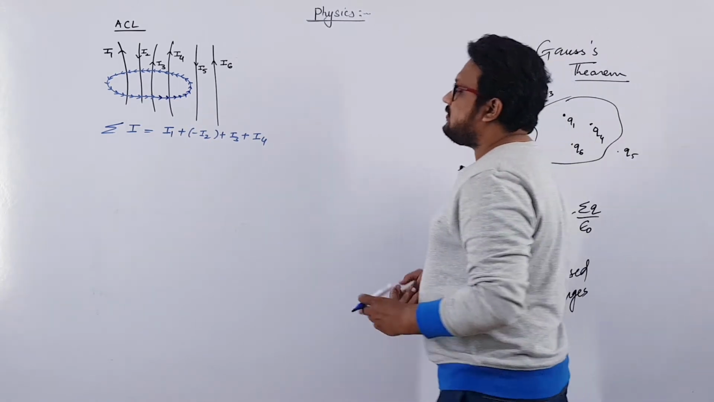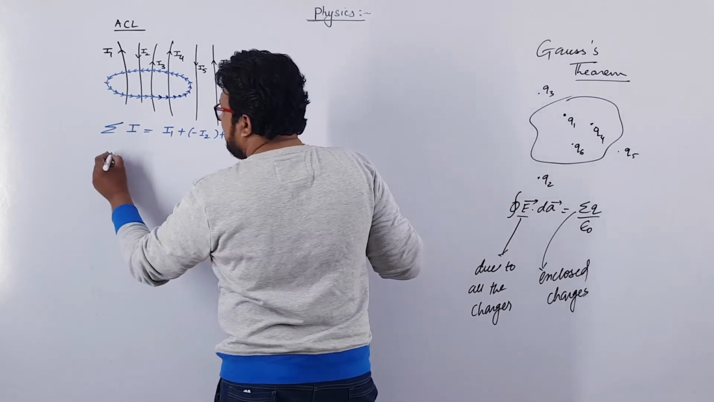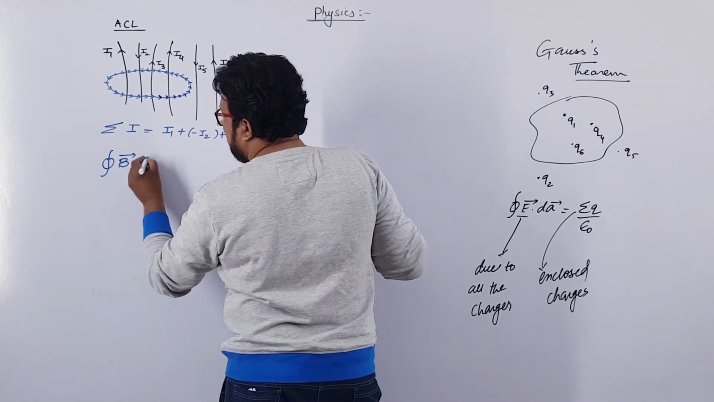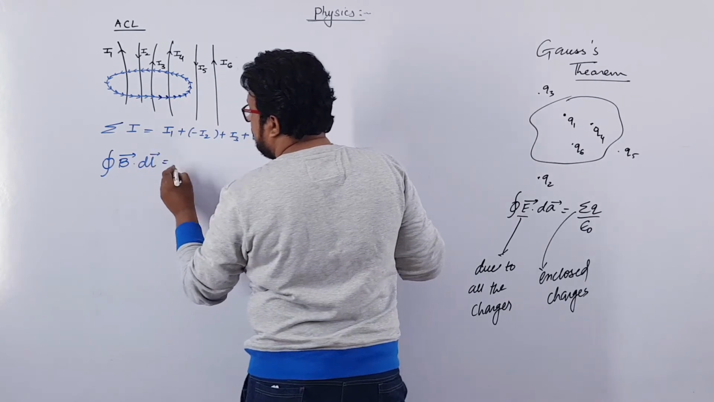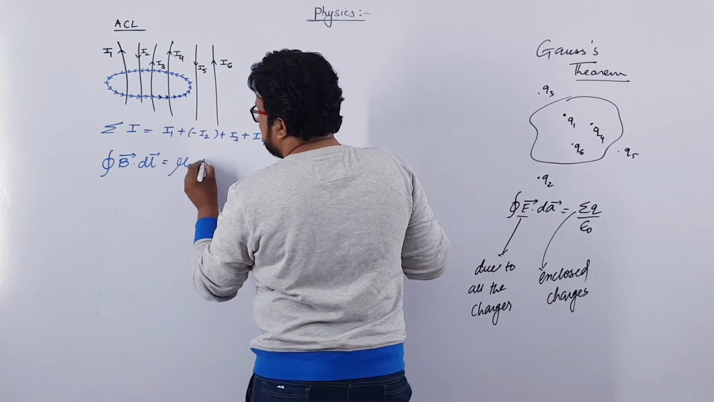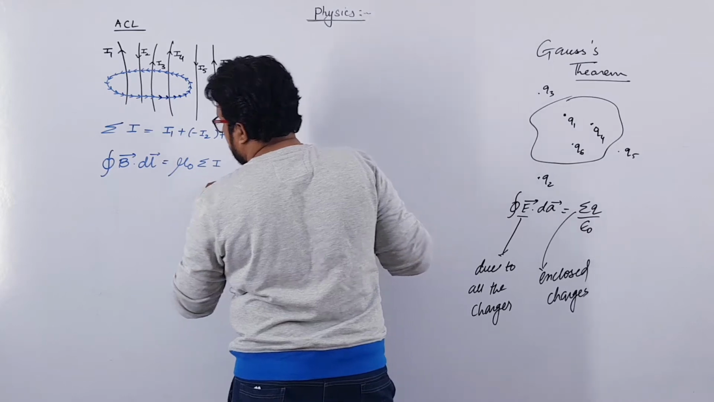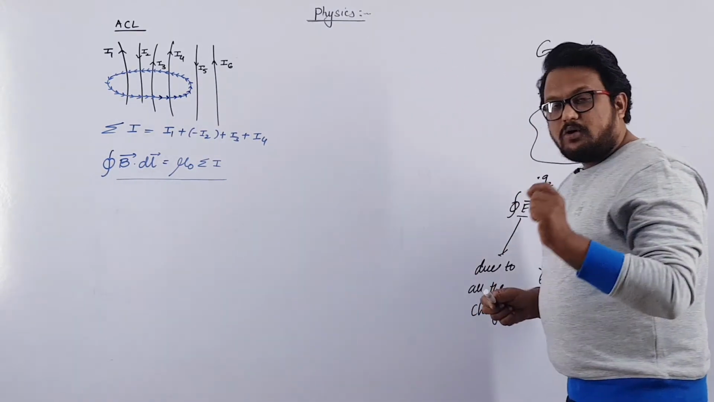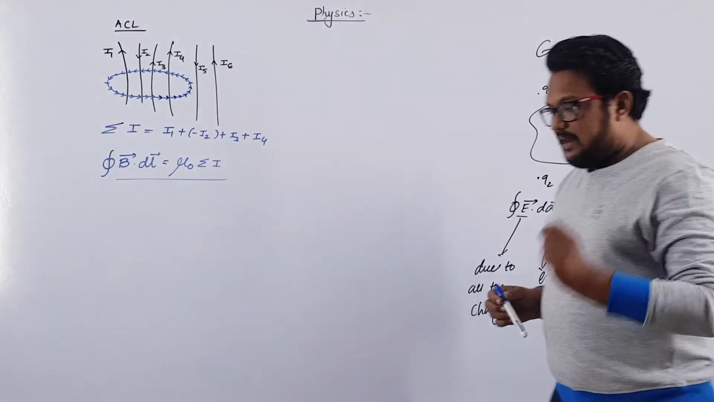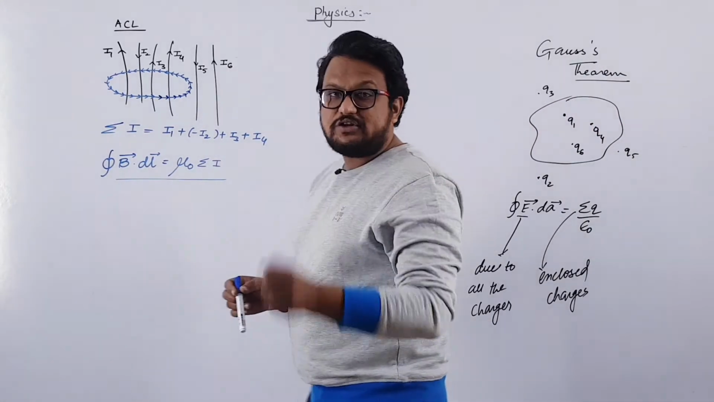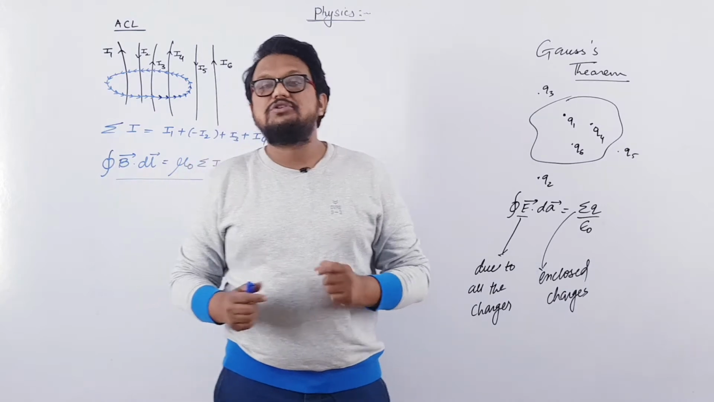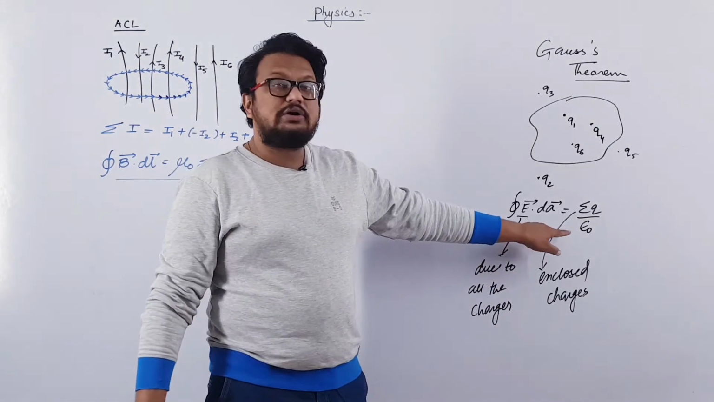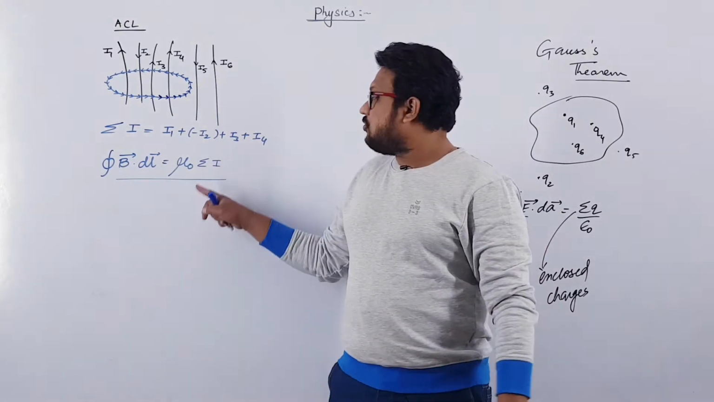Now what is Ampere's circuital law? It is the integration over a closed path of B dot dl equal to mu naught sigma I. Look, always remember that the position of epsilon naught in electric field and the position of mu naught in magnetic field are always reversed. In this case epsilon naught is in the denominator, so in this case mu naught will be in the numerator.